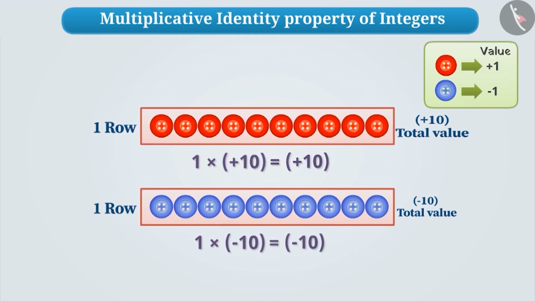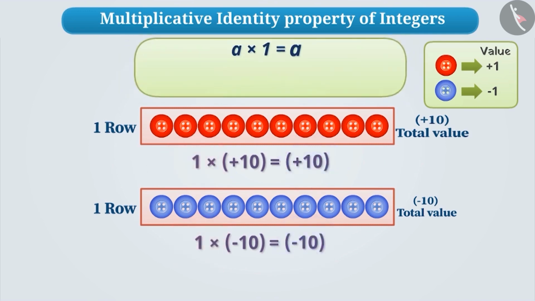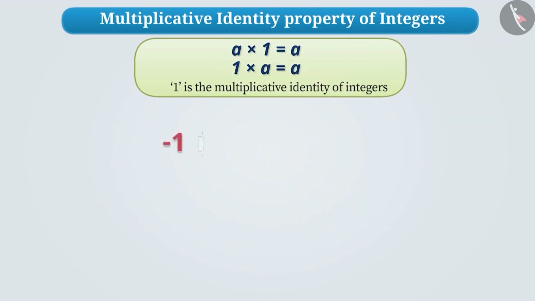By doing this, you can understand that any integer multiplied by 1 gives the same integer. In general form, a into 1 is equal to a, and 1 into a is equal to a. Therefore, we can say that 1 is the multiplicative identity of integers.